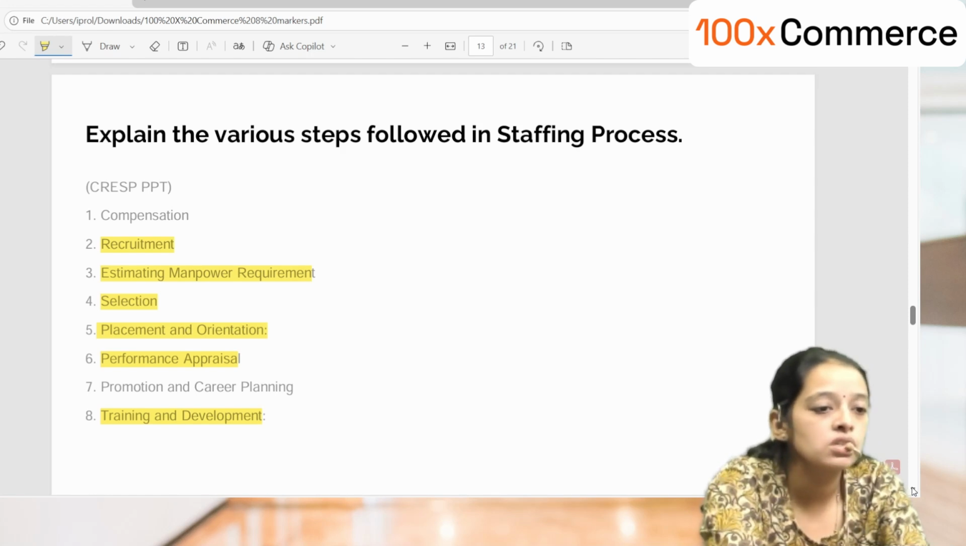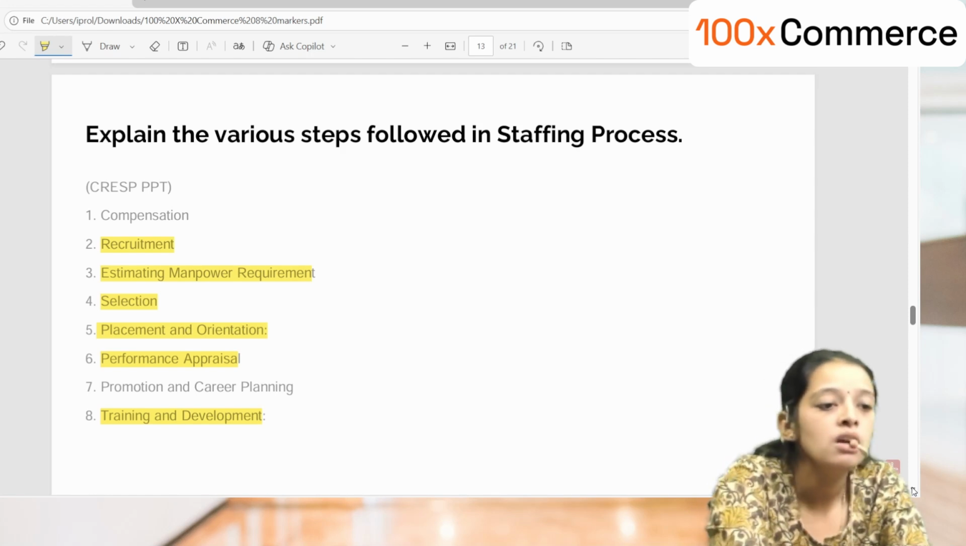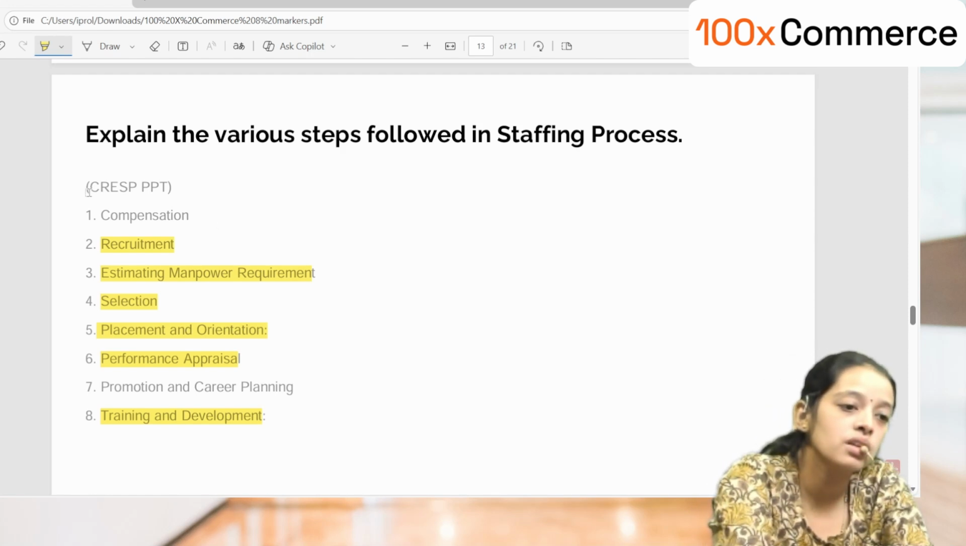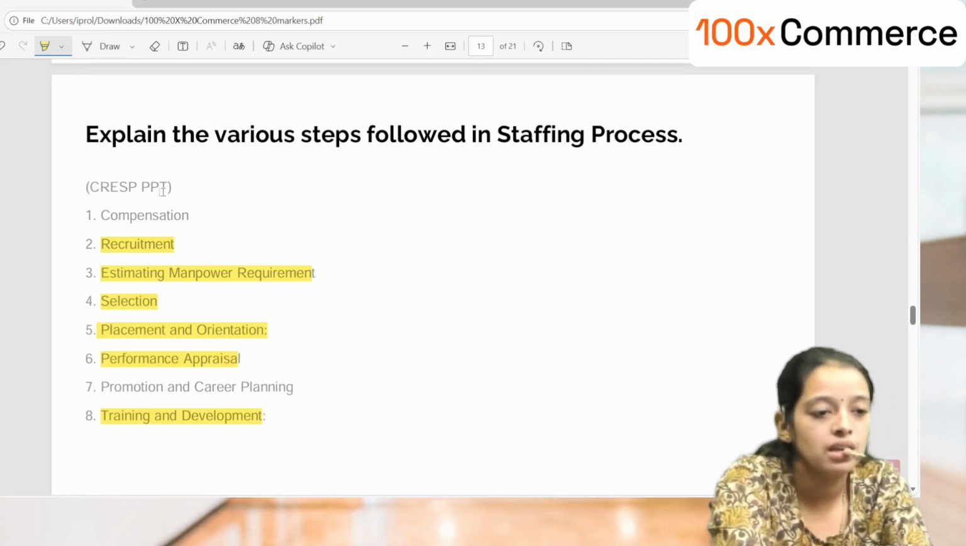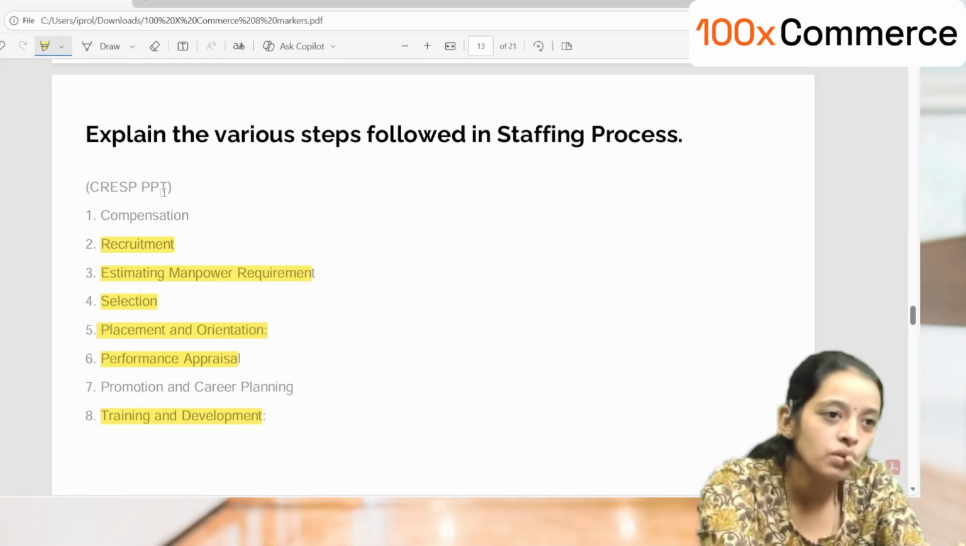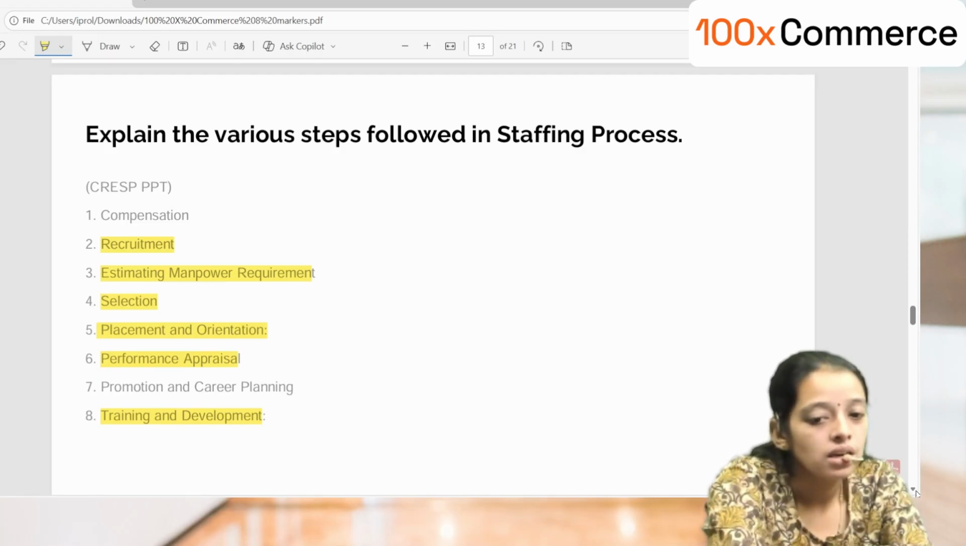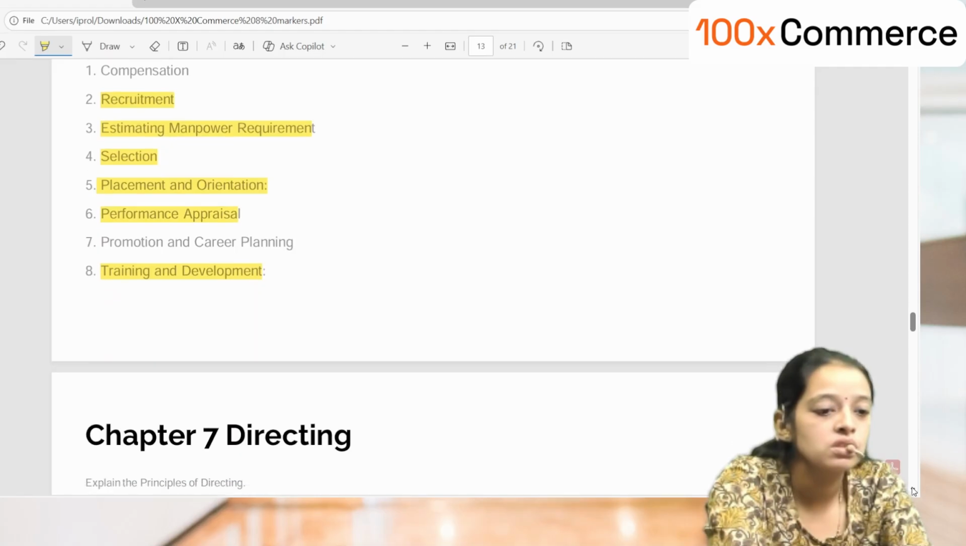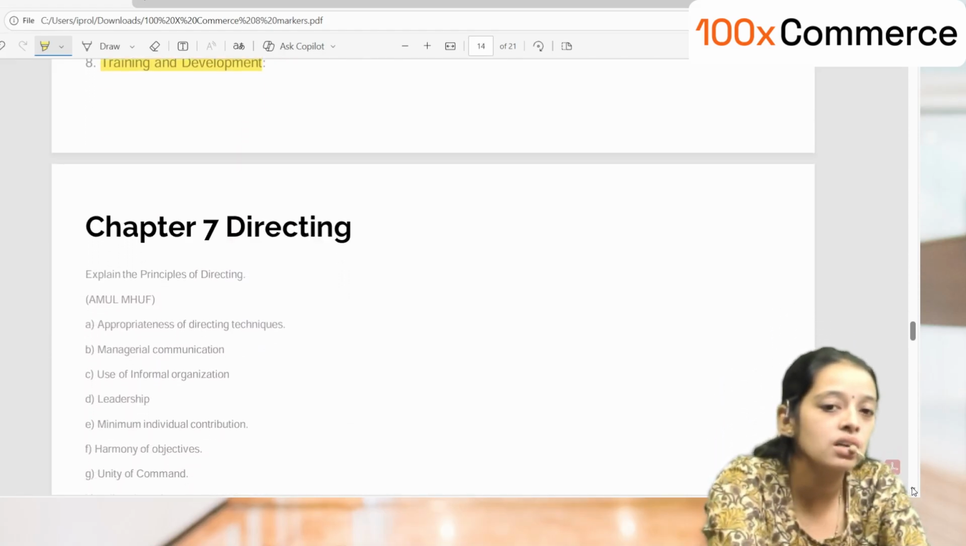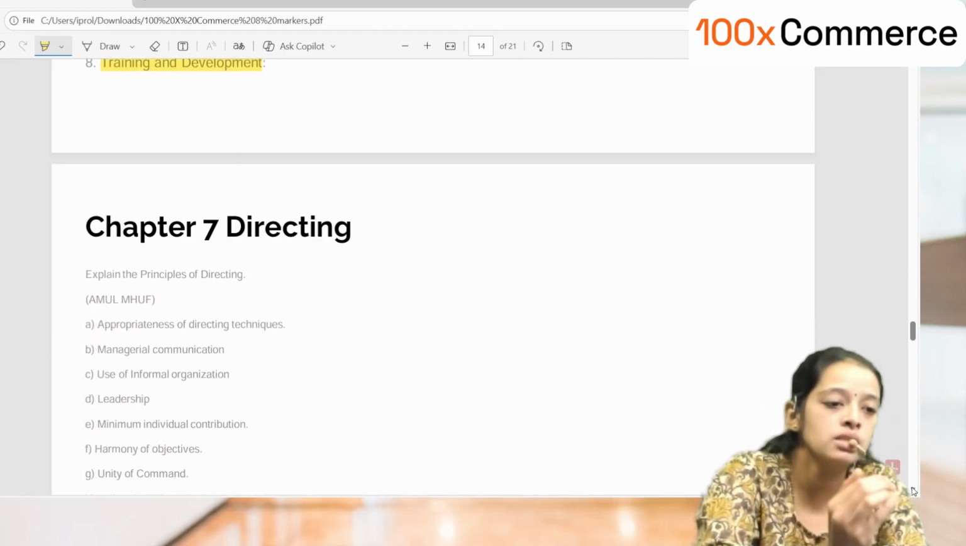So this question is also very, very important. You can just remember this question like this, that is CRISP PPT. Using this word you can remember the entire answer, but as they have asked, explain the steps in the staffing process, make sure you write it in the sequence itself.